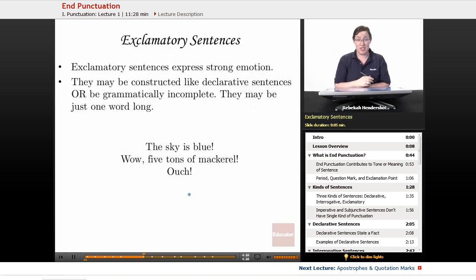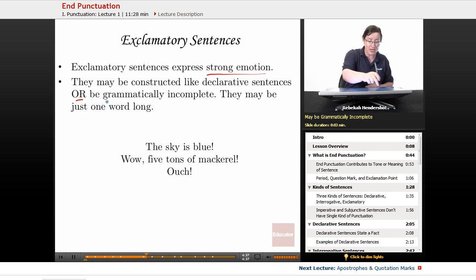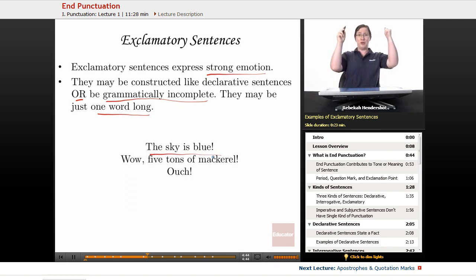Alright, exclamatory sentences. These are some of my favorites because they go boom! Exclamatory sentences express strong emotion. They may be constructed like declarative sentences, or they may be grammatically incomplete. They also may be just one word long. So, the sky is blue! Woo! Blue is my favorite color! I love the sky being blue!